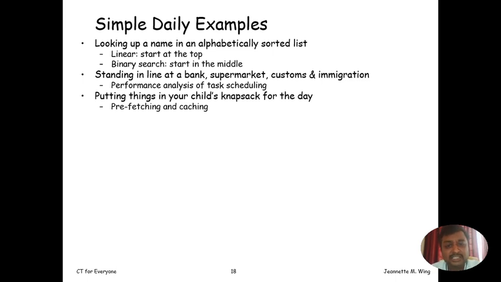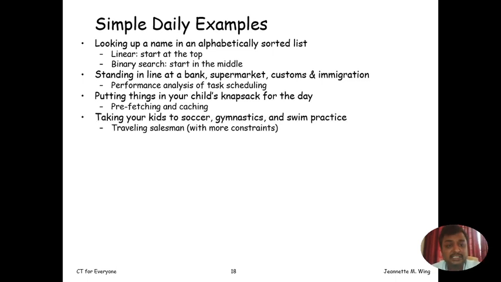So putting things into your child's knapsack for school days, prefetching and caching. So what is important and where do you want to keep it, say front pocket or the backpack? How easily accessible a particular thing should be makes sense with respect to how you organize your memory. Say what is to be kept in a register, cache, and whatever the other memory architectures.